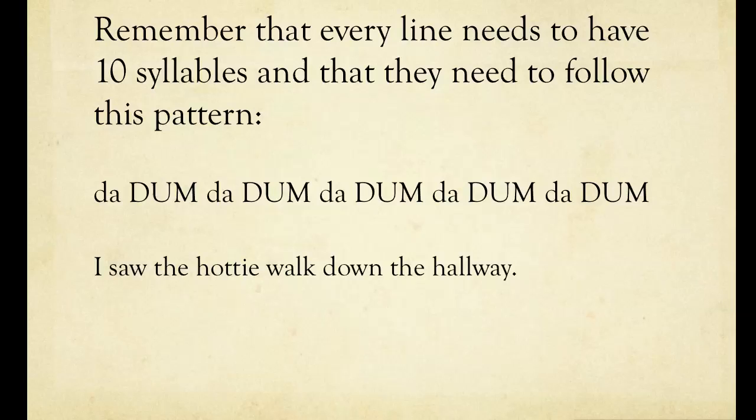All right, to double check that this is in iambic pentameter, we need to scan it. So we need to first divide the line into iambic feet. So after every 2 syllables, we're going to draw a vertical line. I saw the hot, walk down, the hall, way.